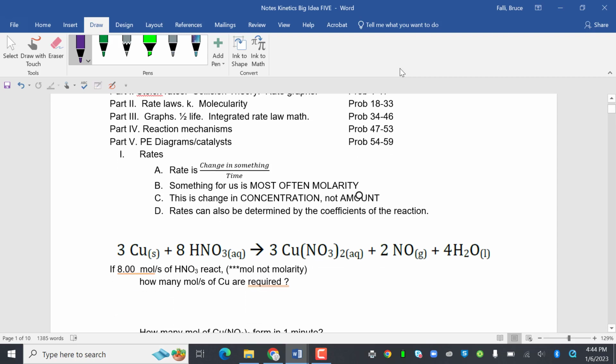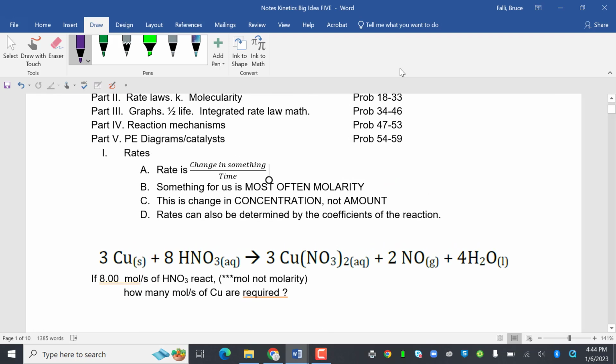Rates. So a rate is change in something over change in time. Something for us is most often molarity. That's almost always molarity. This is a change in concentration, not amount. So amount, you would think of as moles. Sometimes you'd think of it as grams. Rates can also be determined by the coefficient of the reaction.